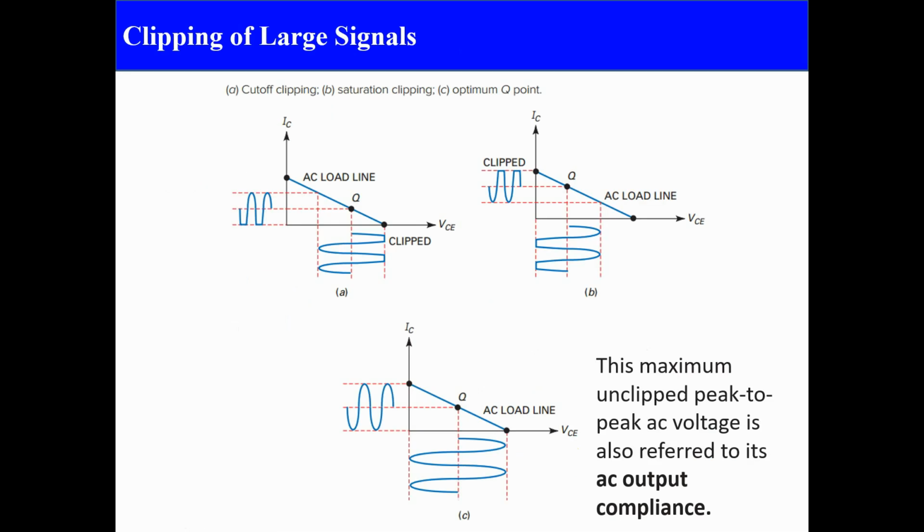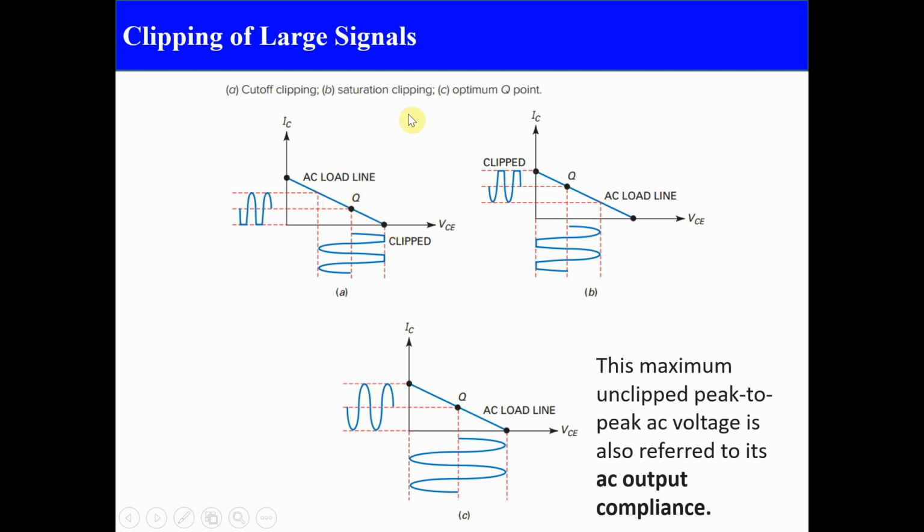So let's say now, clipping of large signals means the input signal is required to be considered with respect to the position of the Q point on the AC load line, right? So in this figure A, there is the AC load line and there is a Q point. Here the Q point is towards the cutoff side, right? The center of the AC load line would be somewhere here, and the Q point is below the center. The position of the Q point means it is towards the cutoff side, right?